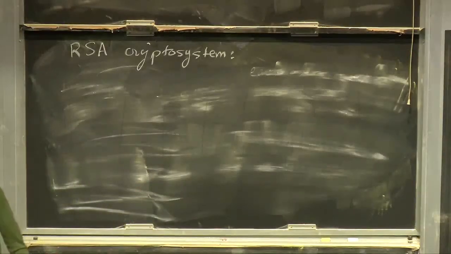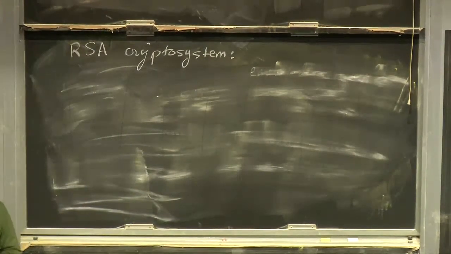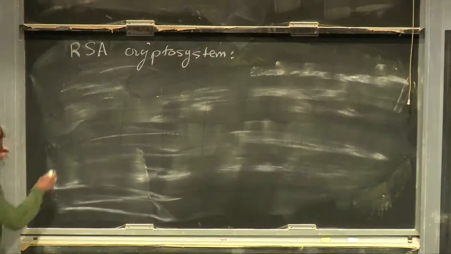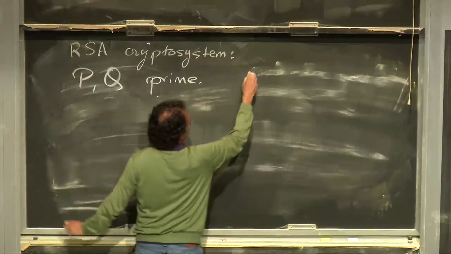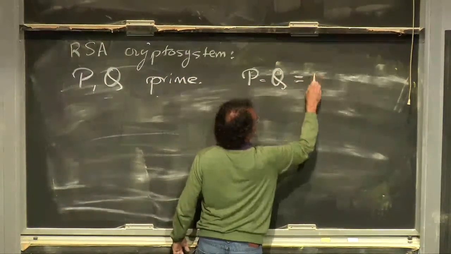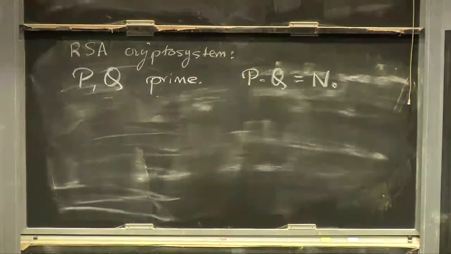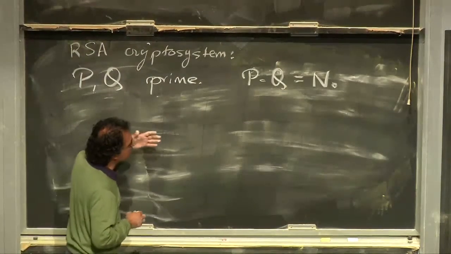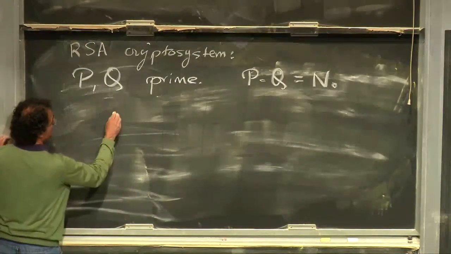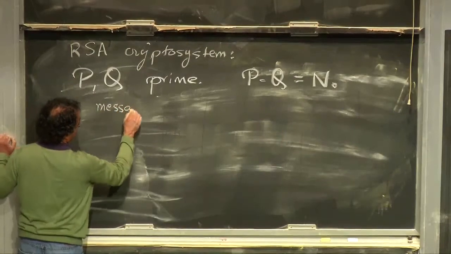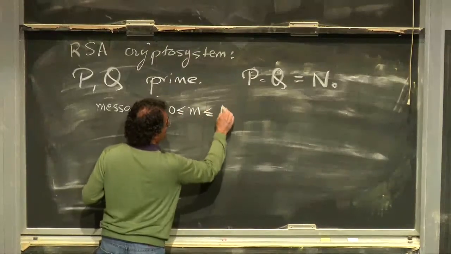In the RSA cryptosystem, you have two large primes, odd primes. Actually, if you have large primes, they are necessarily odd. So you have two primes, P and Q. Their product, P times Q, is equal to N. Now, in the RSA cryptosystem, what you're trying to do is send a message. Your message is M, and M is a number between 0 and N minus 1.